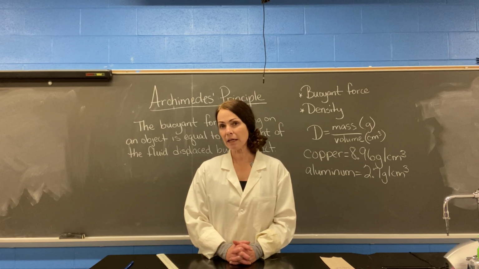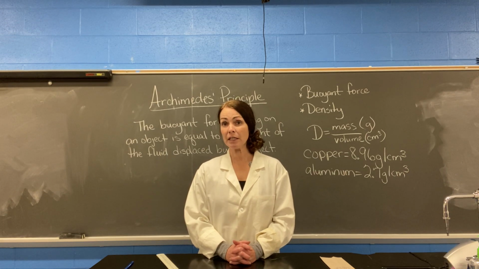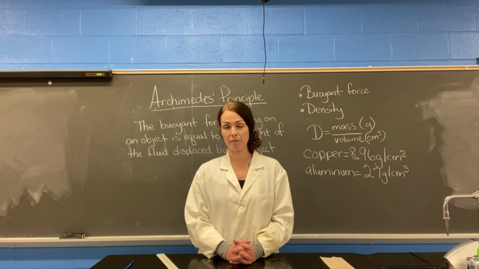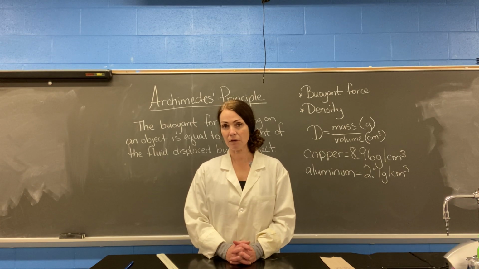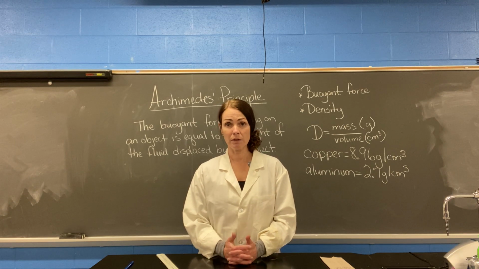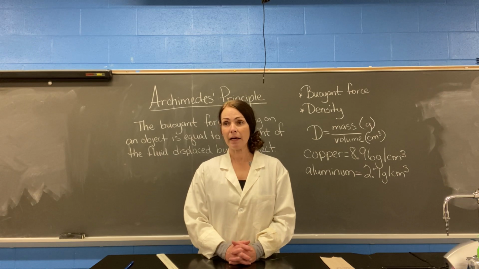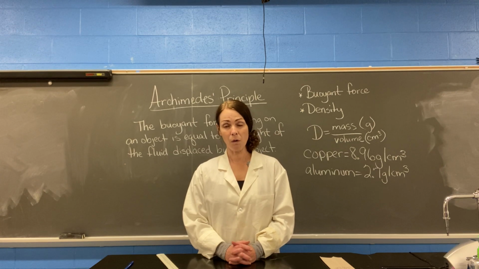And so the king was concerned that he had been cheated, that some of the gold had been removed and replaced with a cheaper metal before the crown was returned to him. But he had no way to figure this out, so he went to Archimedes, who was a mathematician. And he asked Archimedes to figure out if the goldsmith had indeed stolen some of the gold.